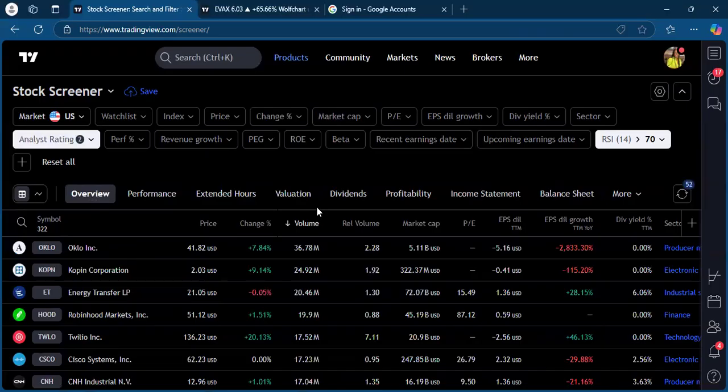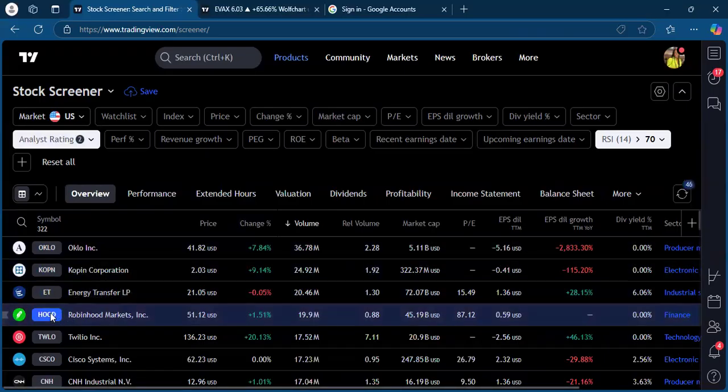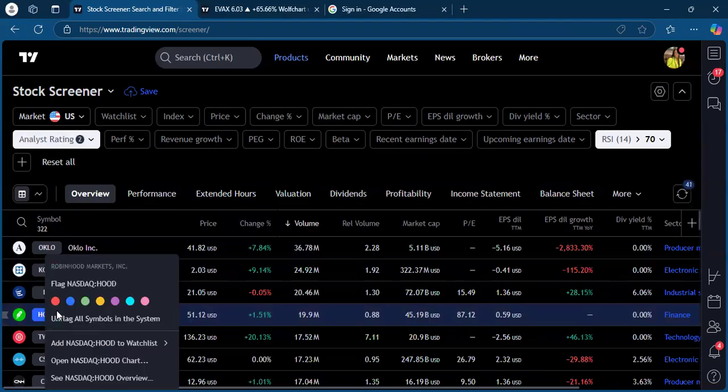Anyway, back to our screener. We are set at our RSI. These are our top picks, and you can see even Hood. So let's just take a look at Hood. A lot of people are familiar with Hood, so we'll open that chart.